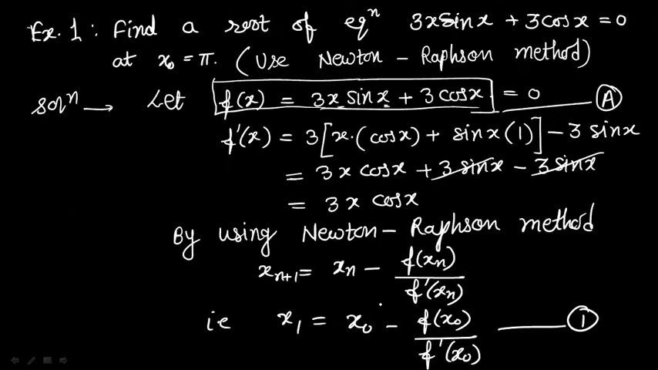Now we solve problems on this. Find a root of the equation 3x sin x plus 3 cos x equal to 0 at x not equal to pi. Use Newton-Raphson method. Now here a condition is given, x not equal to pi.